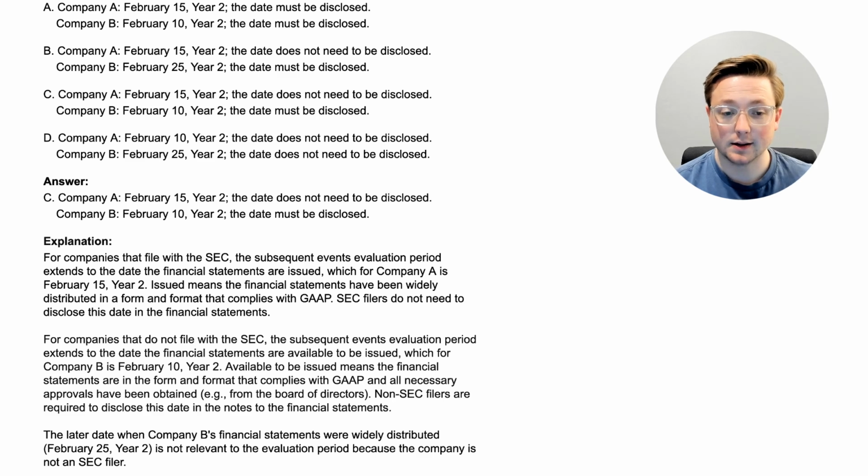All right, here we are at the answer C. Company A would have February 15th, year 2 as their date, but it doesn't have to be disclosed. And Company B would have February 10th, year 2 as their date, but that does need to be disclosed. So let's walk through this to kind of understand what we're even talking about here.